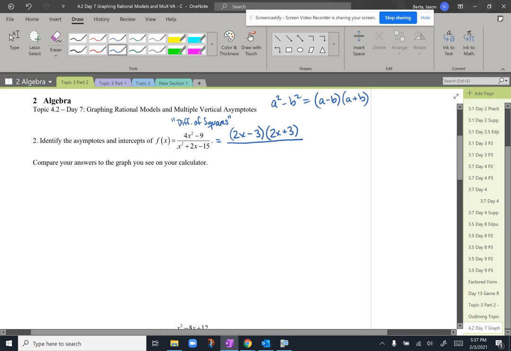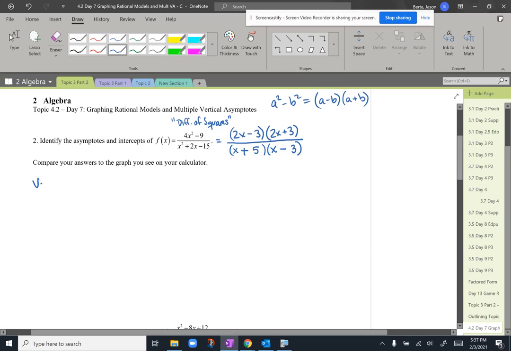And then in the denominator, we can factor it the old-fashioned way. We start off with x in the front. I see that two factors of 15 are 5 and 3, and those differ by 2, so I'm going to choose those as my factors. The 2 is positive, which tells me that the 5 must get the plus sign and the 3 gets the minus sign. So now I have factored this rational function.